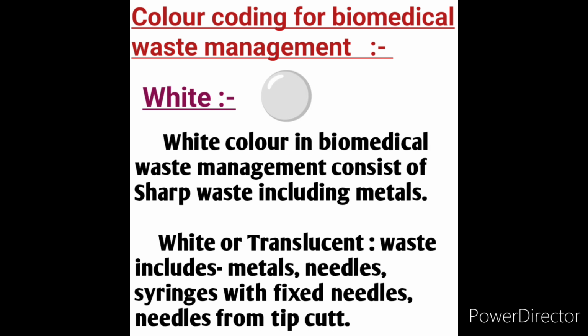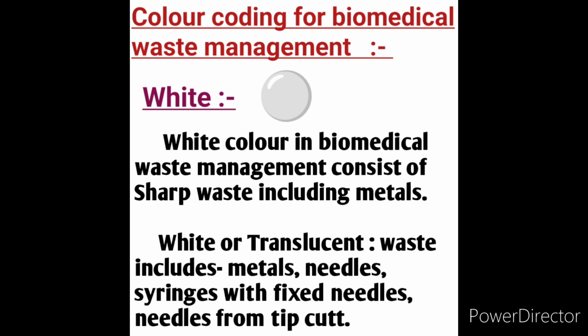Next we will see white. The color code of biomedical waste management in white. White color in biomedical waste management consists of sharp waste including metals. The white bin is also called translucent biomedical waste. In the white bin we can discard waste including metals, needles, syringes with fixed needles, and needles should be tip cut, meaning the needles cut from the tip. Actually we have to burn the syringes before discarding them in the bin.